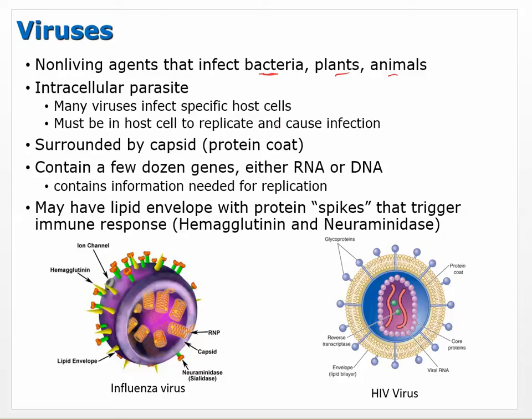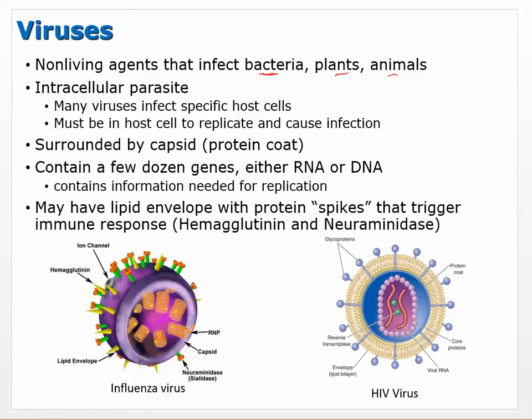So they must be in the host to replicate. They can't replicate on their own. They don't really survive very well outside the host. They don't even make enough of the DNA to cause replication. So they're surrounded by something called a capsid, which is a protein coat. They contain a few dozen genes. These are really simple. They have either RNA or DNA, and that just contains the information needed so they can replicate. So that's all they are: a little protein coat with enough RNA in them to keep them dividing.